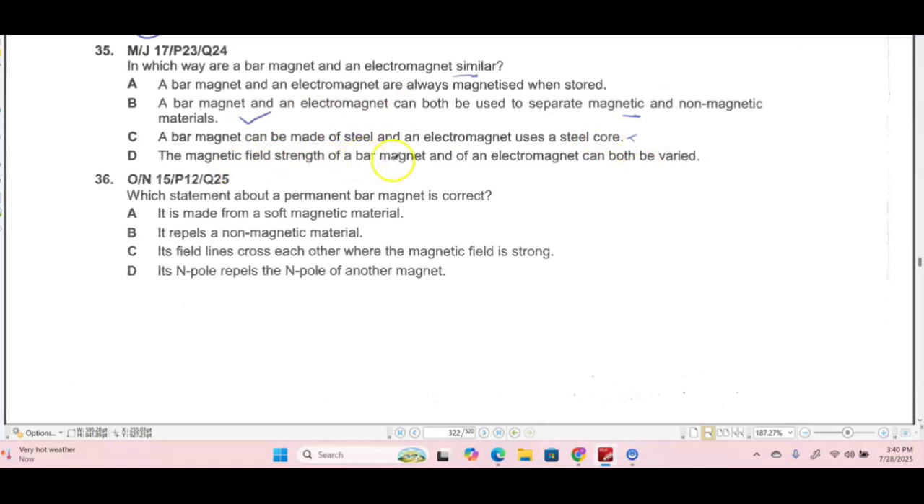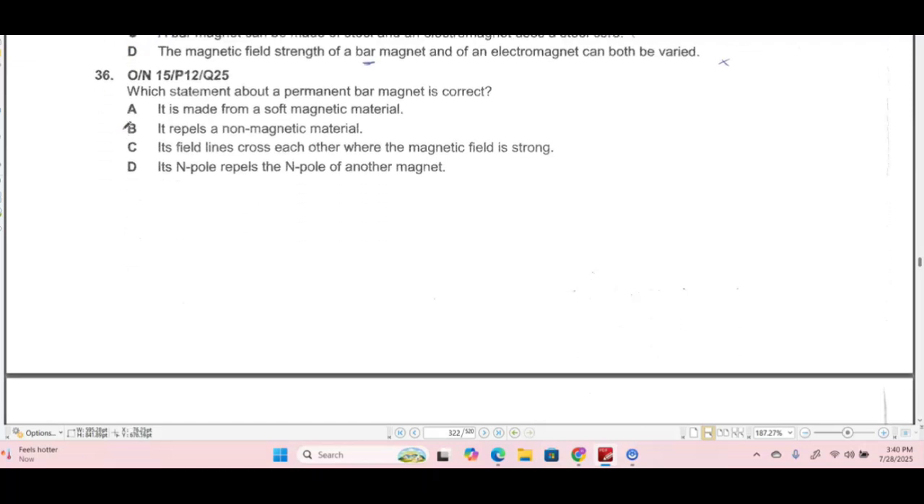The magnetic field strength of a bar magnet and an electromagnet can both be varied. The magnetic field strength of a bar magnet cannot be varied. Yes, that of an electromagnet can be varied. So 35 का answer would be B. ठीक है? Question number 36.